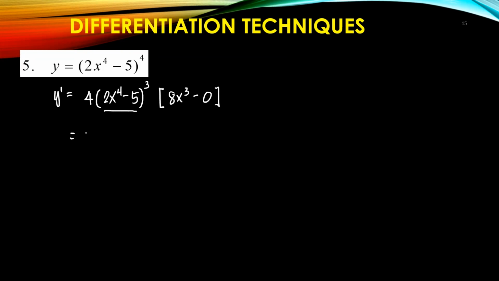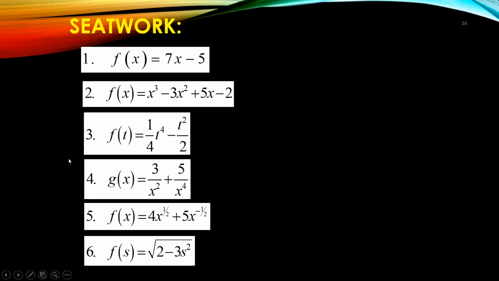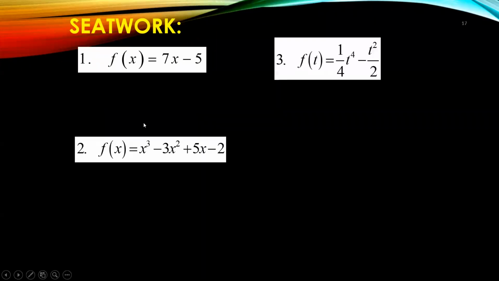So here, 32x^3 (2x^4 - 5)^3. This is y prime. Okay, so let's try some more. Can you please dictate to me what's the derivative of the first one?